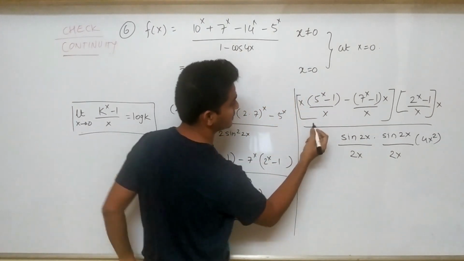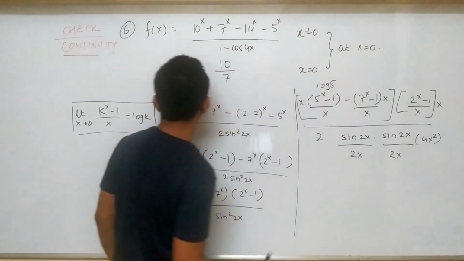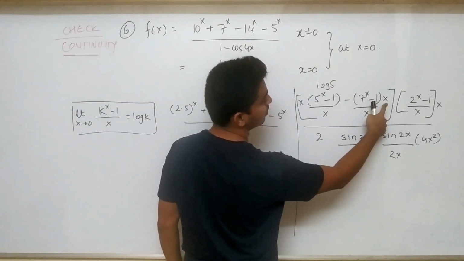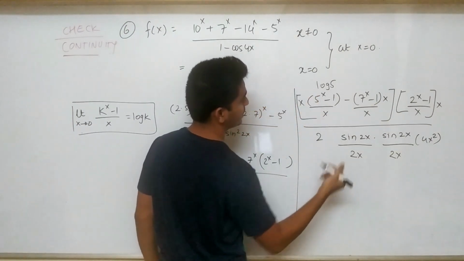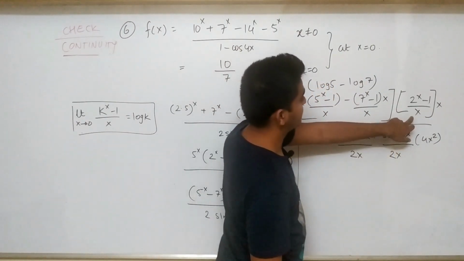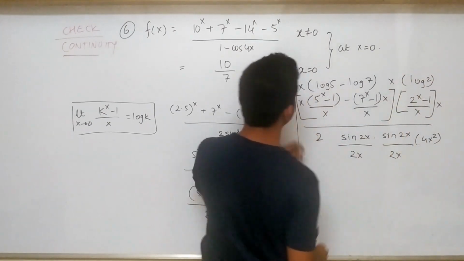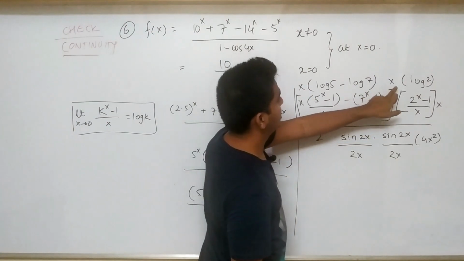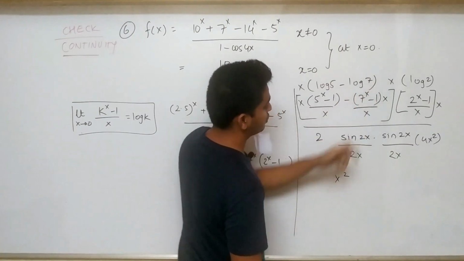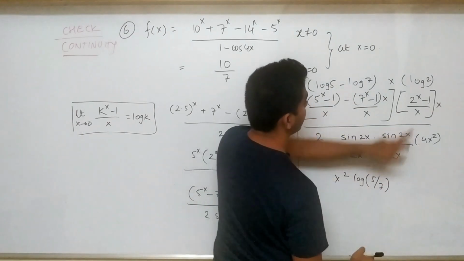So now watch carefully what happens. This term will become log of 5, since we know this formula, log of 5 minus log of 7, but we have an x common over here. So we can take that x common out, minus log of 7, and we have x common out, and this will become log of 2, and we have an x also over here. So you see these terms, you have x into x, which is x square, and then you have log of 5 minus log of 7, which you can also write as log of 5 upon 7, times log of 2.